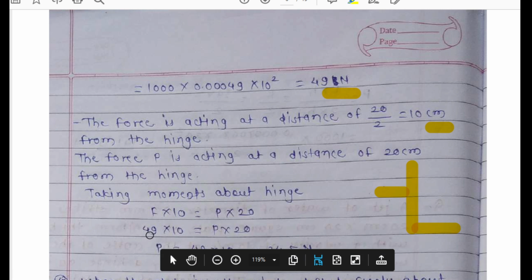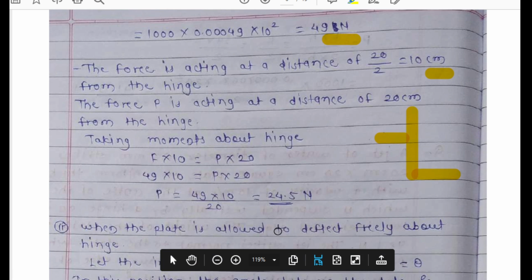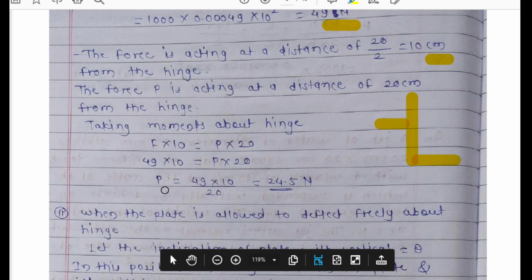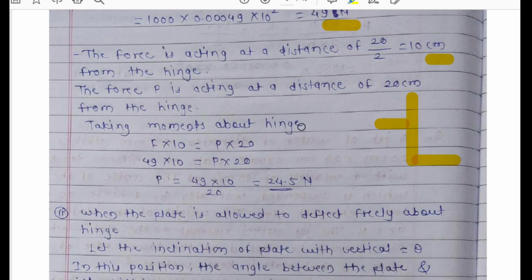So F value is 49. We can easily calculate the value of P. P equals 24.5. So to keep this plate stationary along with 49 newtons, we have to add an additional 24.5 newton force at the lower end of the hinge plate, so that this plate can stay vertically straight.